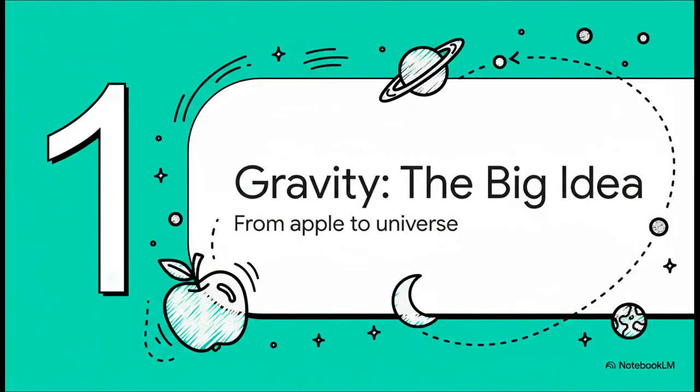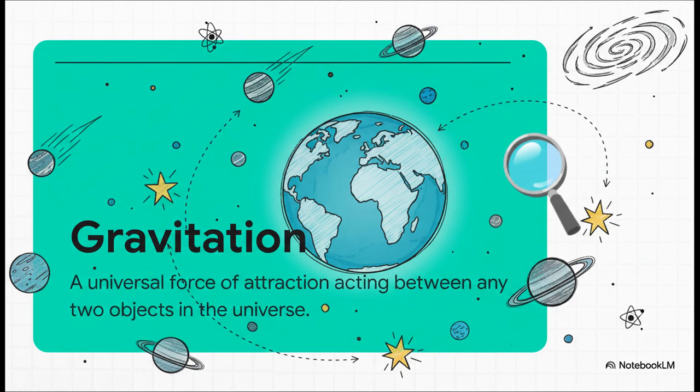Okay, first things first, gravity. The big idea. We're going to go from a simple falling apple all the way to a universal force. Okay, so what is gravitation? This is probably the most fundamental definition you need to nail down. It's this universal force of attraction. And I mean universal. It's not just between two things here on Earth, but between any two objects in the entire universe. It's everywhere, and it affects absolutely everything.